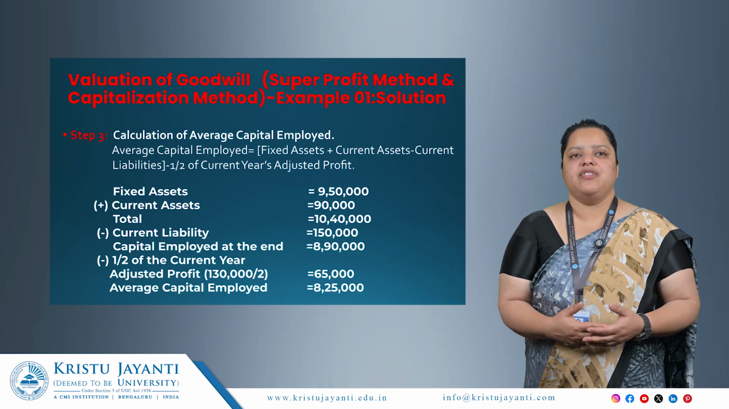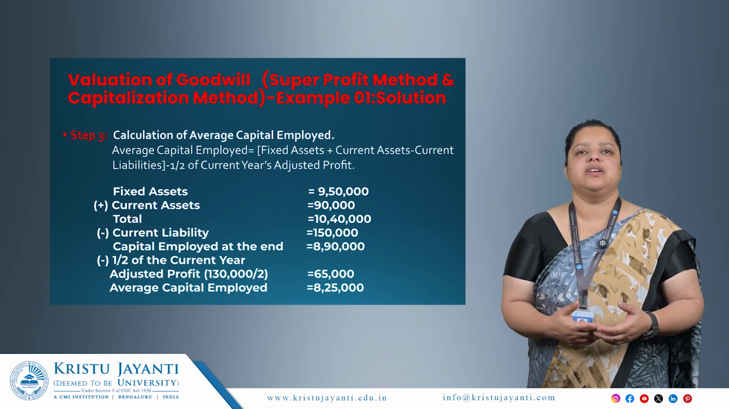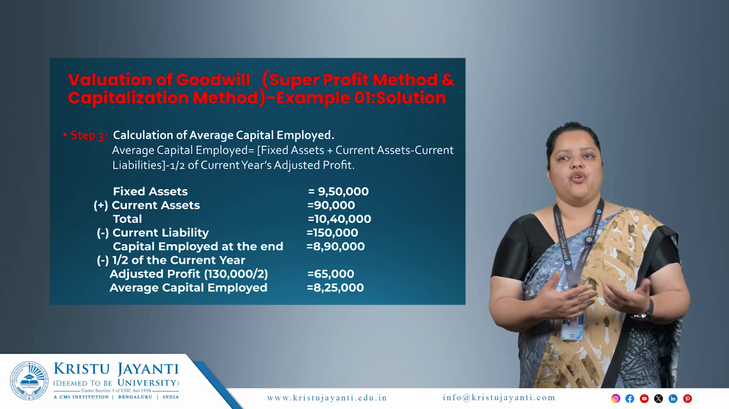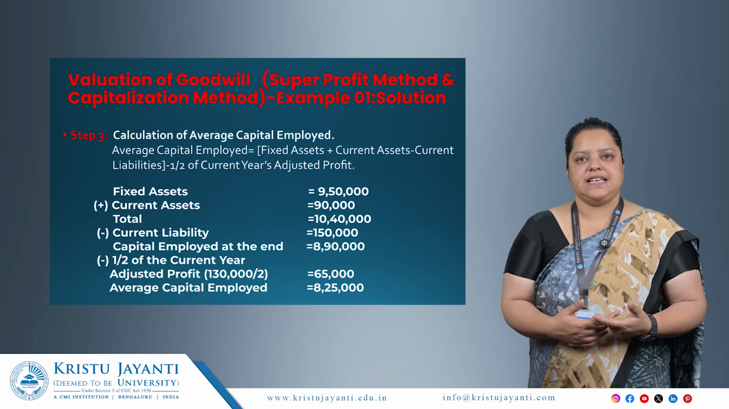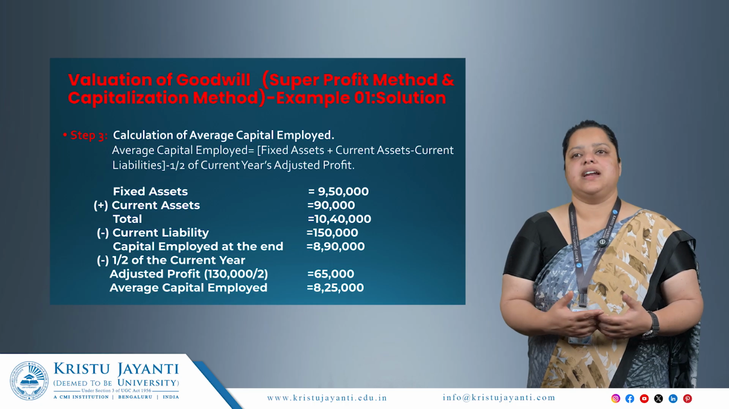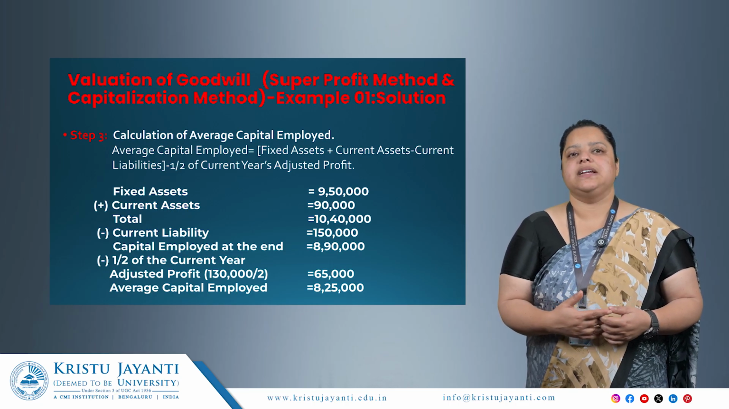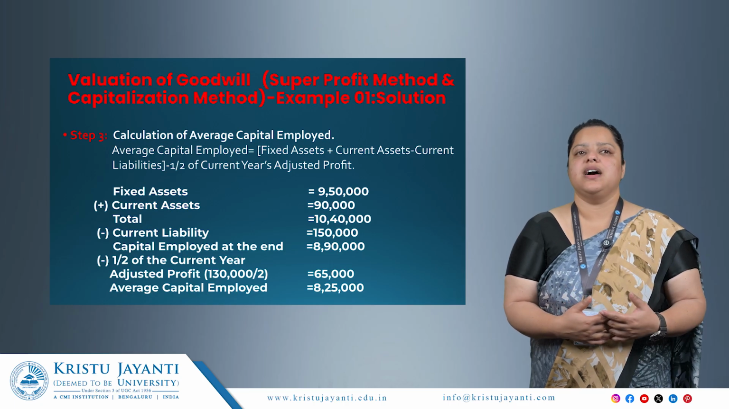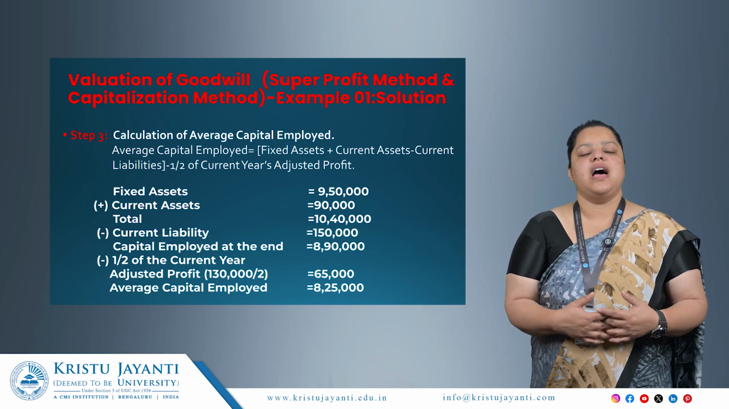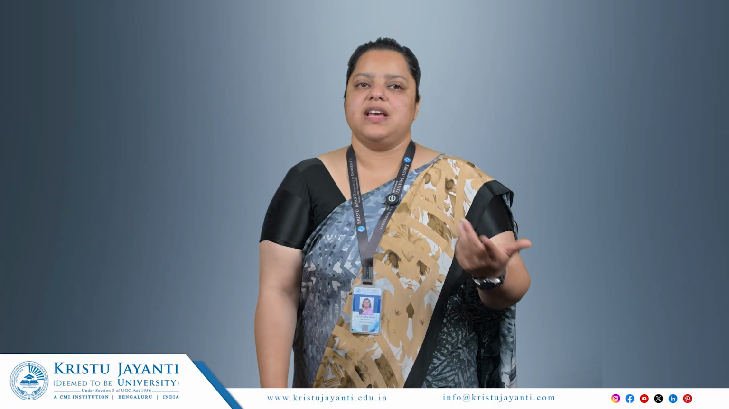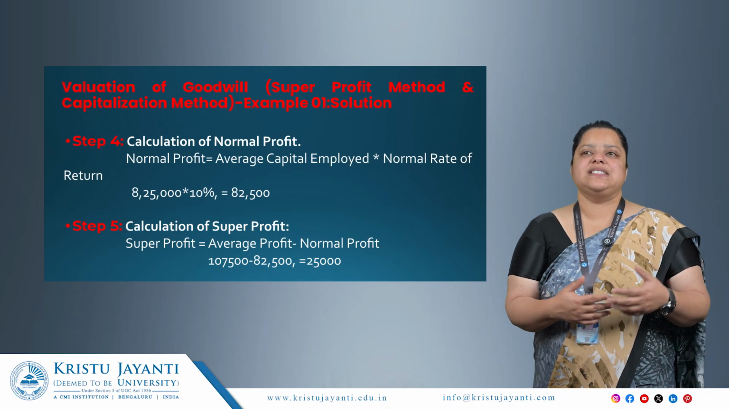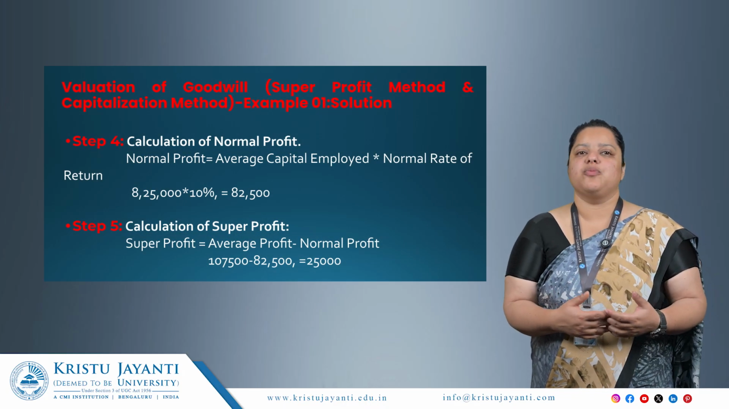After calculating the average profit, the next step is to calculate the average capital employed. Average capital employed has one formula. We consider fixed assets plus current assets minus current liabilities, then we get the total capital employed. From there, we subtract half of the current year's adjusted profit to get the average capital employed. After step 3, we go ahead with step 4, where we calculate the normal profit. Normal profit equals average capital employed into normal rate of return.